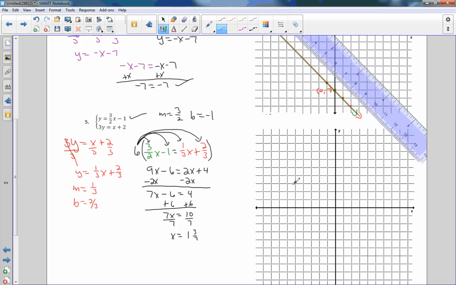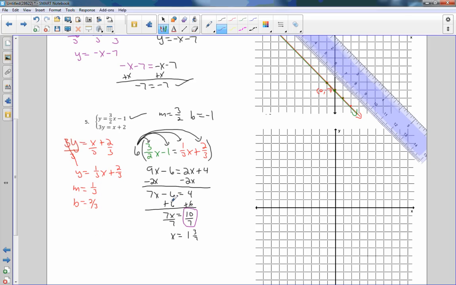So if I plot that point, that's my x value. I've got to plug that back into one of these equations. All right, so I'm going to leave it 10/7. And I'm going to substitute that in for x in one of my two equations. I'll do the 3y minus x plus 2.